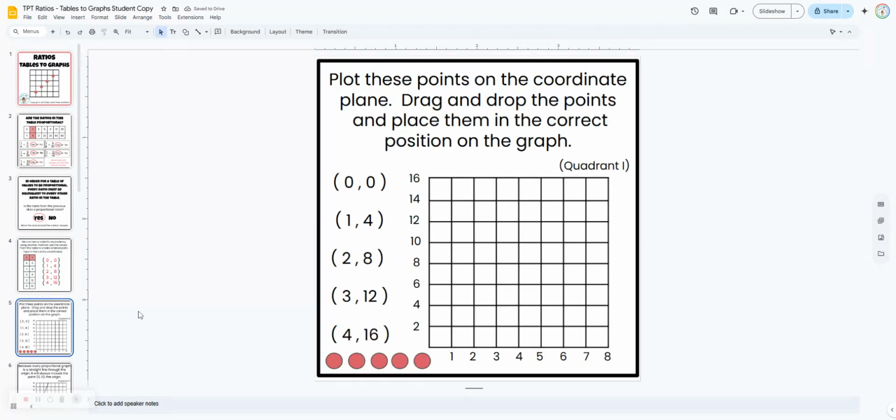Now on the next slide, they're going to be taking all of these values and they're going to be using these movable points to plot them on the coordinate plane. And this is just quadrant 1. So here we have the point 0, 0. They're just going to click and hold on these red points and move them into place. So here's 0, 0. We have 1, 4, 2, 8, 3, 12, and 4, 16.